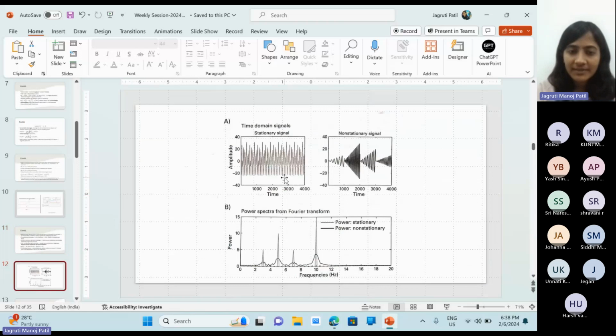Here, you can see this is a stationary signal, which won't change over time, but this is a non-stationary signal, which varies with respect to time. Its amplitude increases, drops, like that. So if it's a stationary signal, the envelope would be the same. But if it's a non-stationary signal, it would vary and peak at particular periods of time.